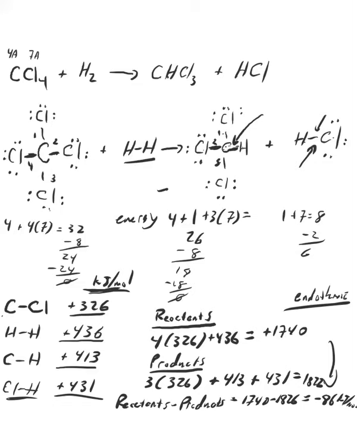So it's going to release 86 kilojoules per mole, right? That's our delta H now. It's negative, which means that it's released. It's going to be an exothermic process. So we don't have to put energy into this reaction because it produces, or releases, 86 kilojoules of energy. Very good. Okay.